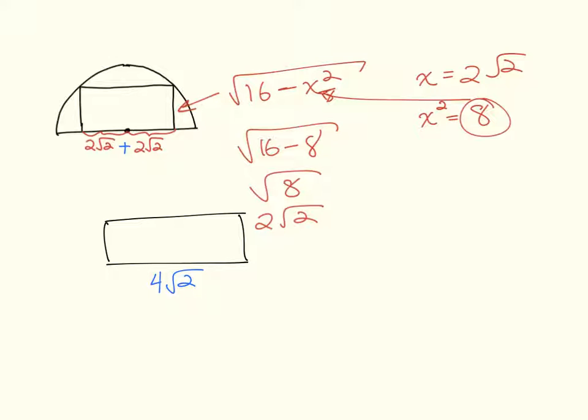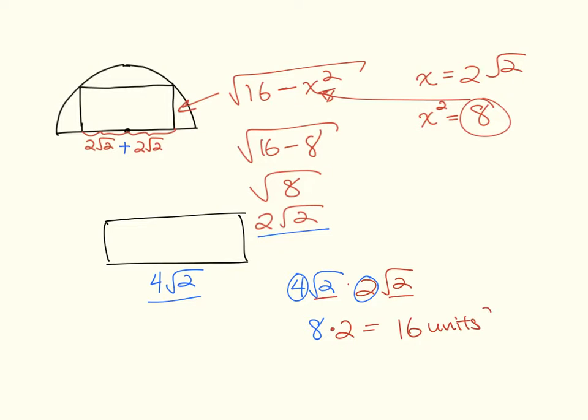The original exercise is asking, what is the area of the largest rectangle? So we just need to multiply these two values together to find the area. So 4 square root of 2 times 2 square root of 2: if you multiply these two numbers in front, 8, times the square root of 2 times the square root of 2, which is 2. You will get 16 units squared.